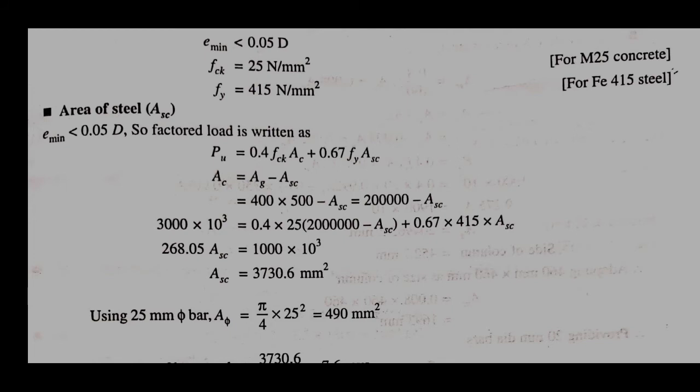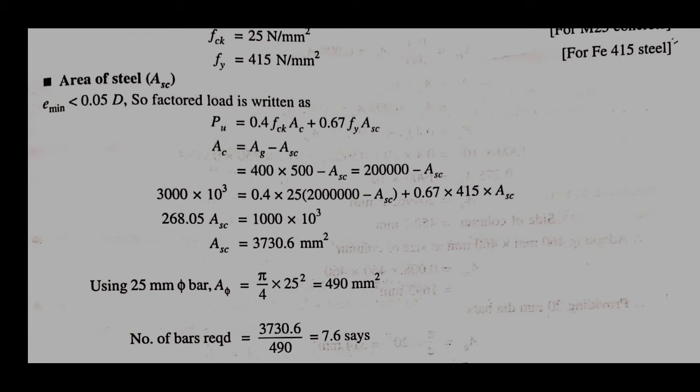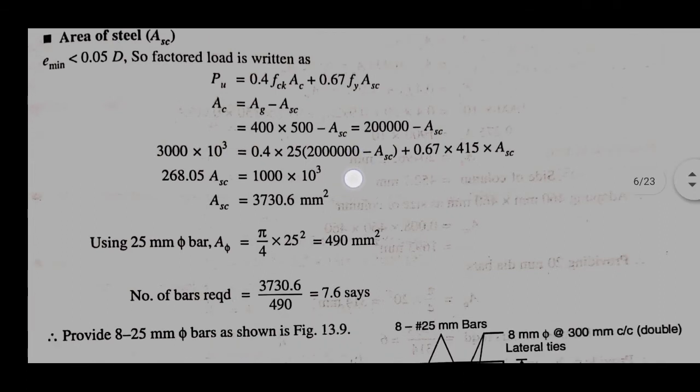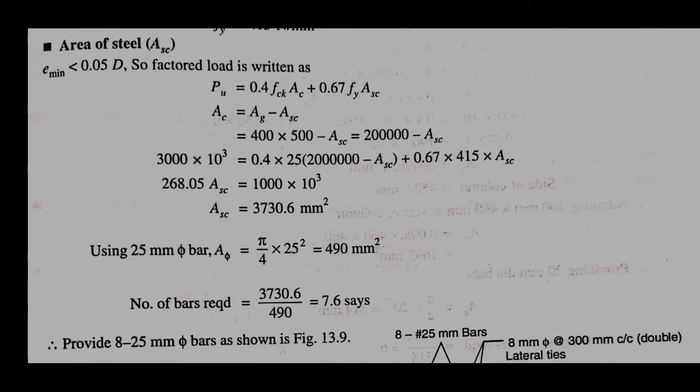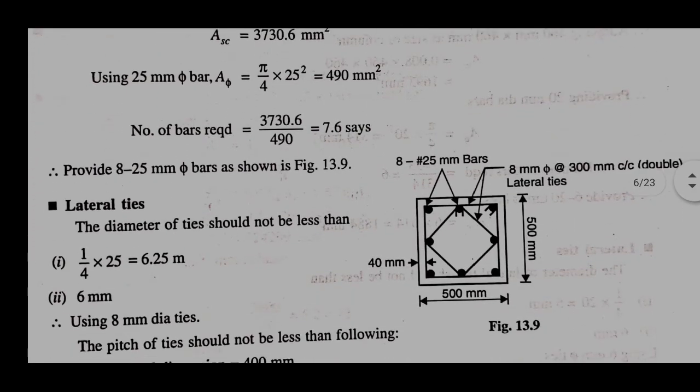Now we are using 25 mm dia bars. So area of one bar is pi by 4 into 25 square, that is equal to 490 mm square. So number of bars required is equal to Asc divided by the area of one bar: 3730.6 by 490 is equal to 7.6. We can't use 7.6 bars, so we provide 8 bars of 25 mm diameter, as you see in the figure.